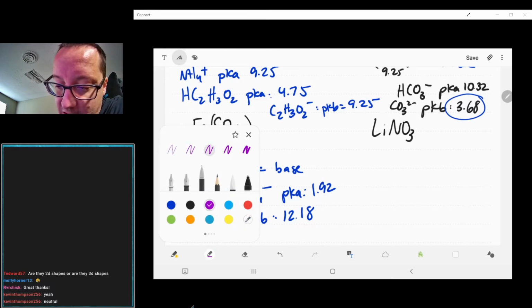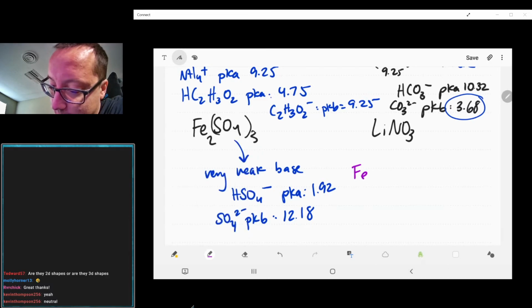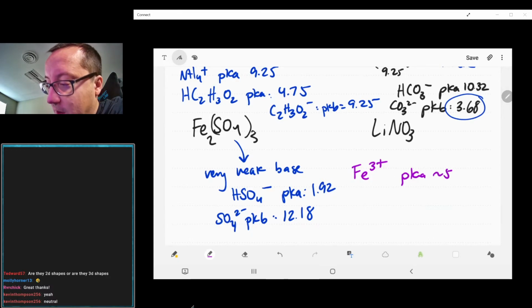So a super weak base. And we have the other one, which is this pesky iron 3 plus ion. If you remember what I told you guys yesterday, those have pKa's of around 5 or so. If you were to actively look this up, Fe3+ pKa, the pKa of iron 3 plus is in fact 4.58.